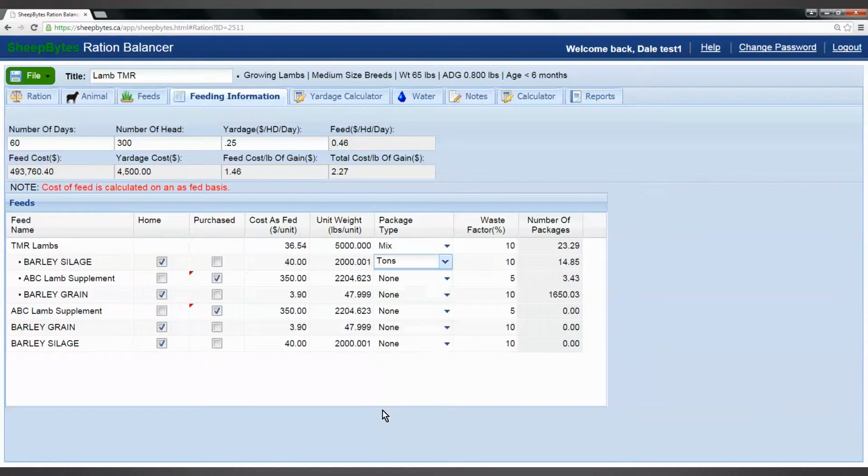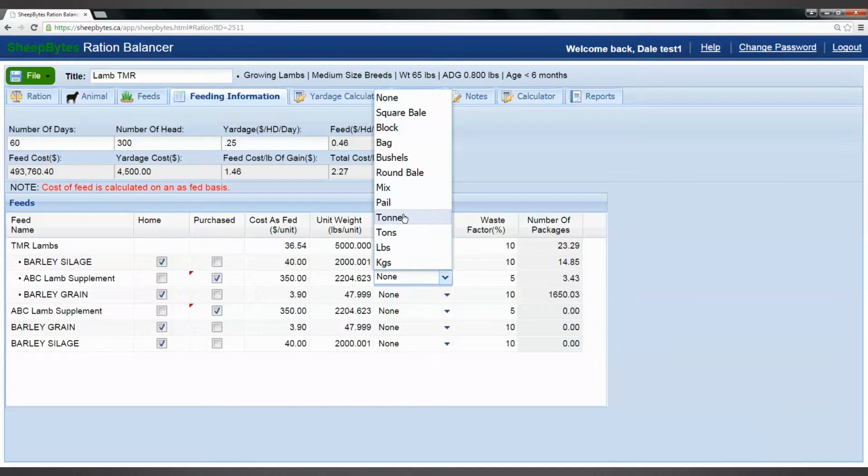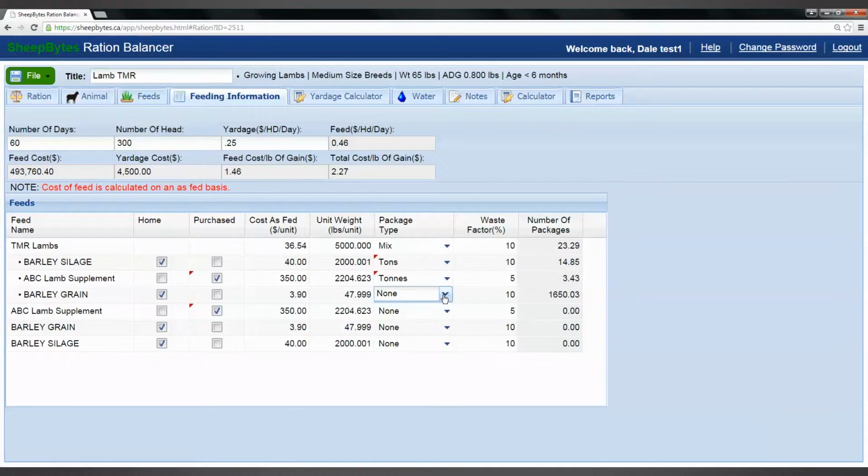We know that 2,000 pounds are in a ton. ABC lamb supplement, 2204, that's a ton. So again, from an inventory perspective, we want to know how much we're purchasing. We can change that to tons. The barley grain, 390 per 48 pounds. That is a bushel. So again, we can select bushel in this case.